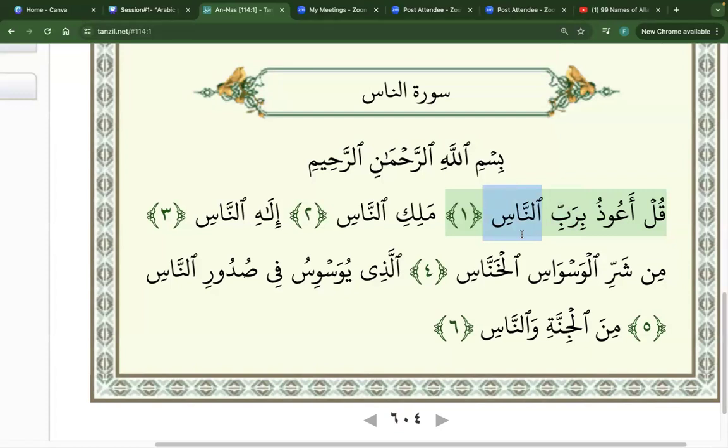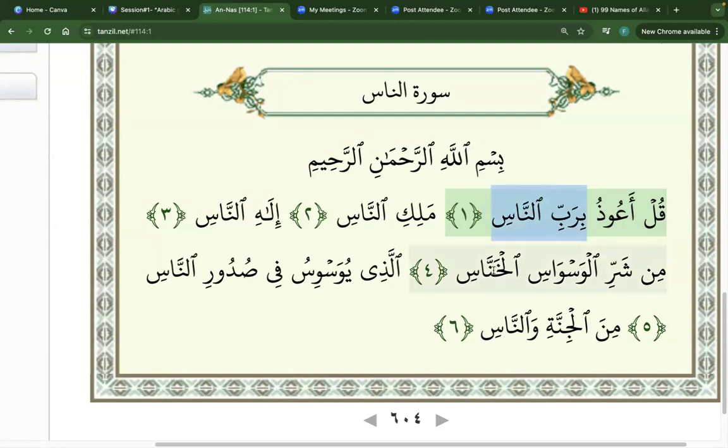Rabbin Nasi. Status is jar. Very good job. Very well done. Okay. Now I'm going to give you the translation. Write it down in your notebook. Say, I seek refuge in the Rabb of people.